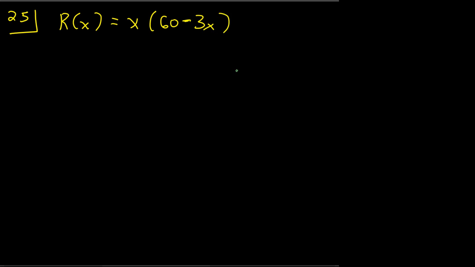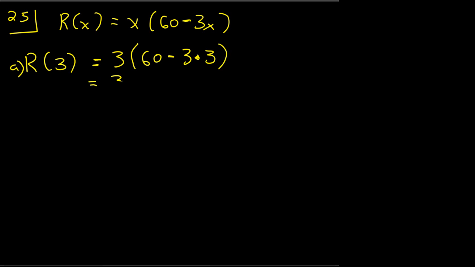And what we want to do is evaluate R of 3, which is the value when we've sold 3,000 compact disc players. So we want the thousands of dollars. For R of 3, I plug 3 into R, and I get 3 times (60 minus 3 times 3), which is 3 times (60 minus 9), or 3 times 51, which is 153.